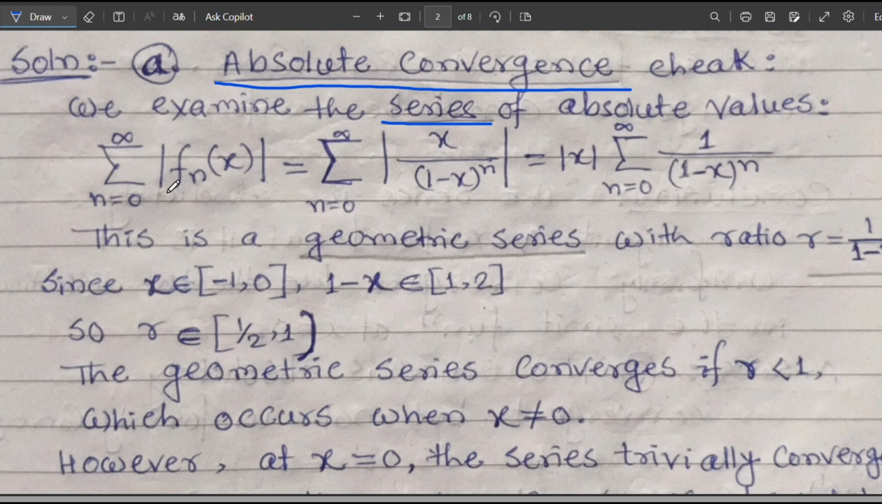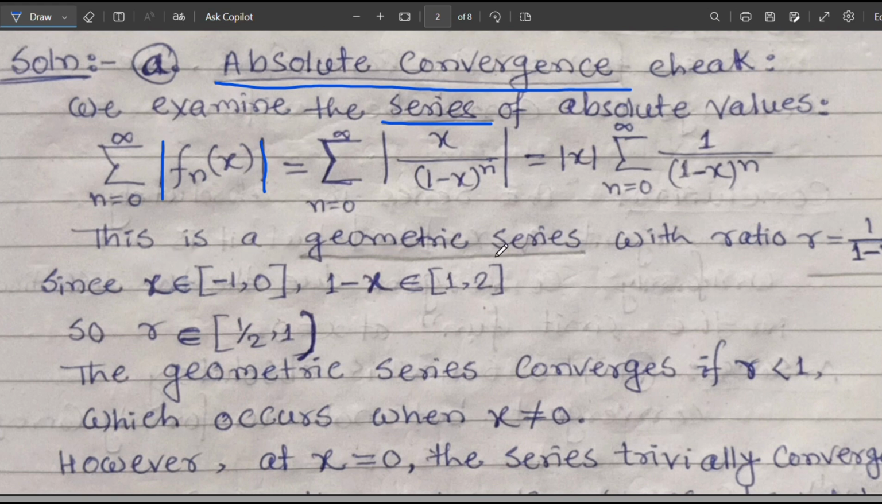So sum of mod Fn(x). To find the absolute value, we have to take the modulus. So the sum of mod of x/(1 - x)^n, where n varies from 0 to infinity. Only the terms dependent on n are variable for summation purposes, and all other terms we take out. So it is mod x times the sum of 1/(1 - x)^n.